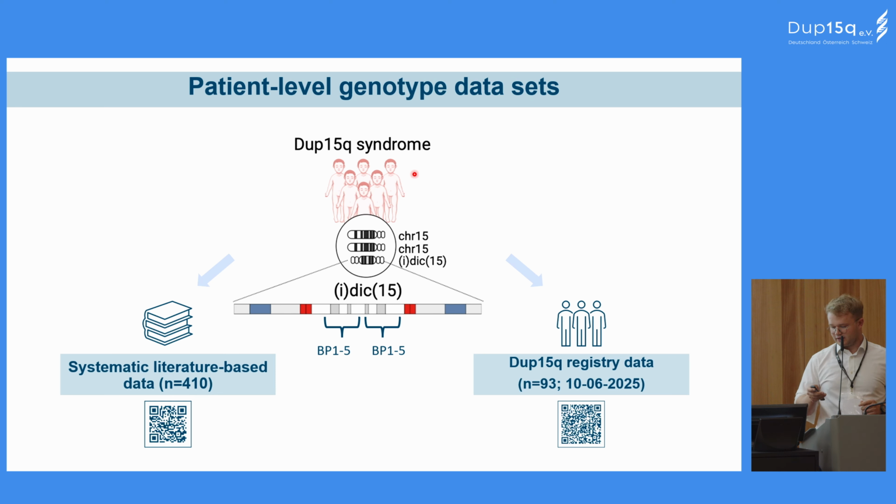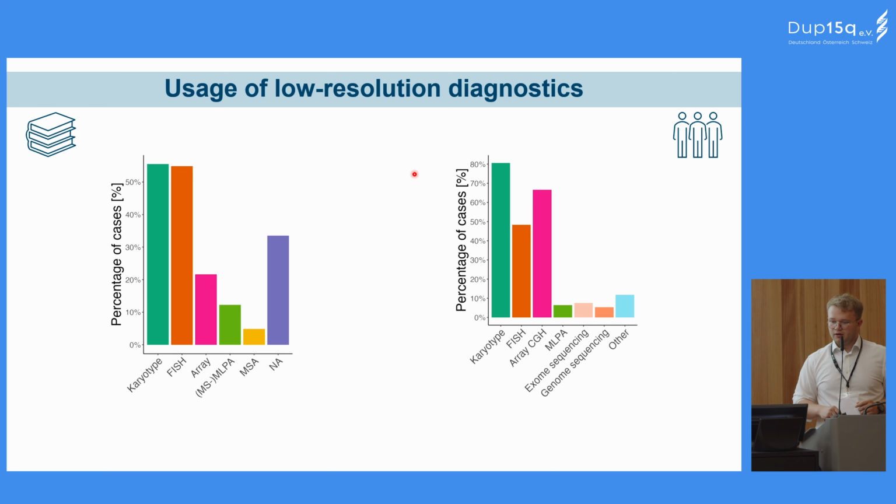currently 93 cases. In these bar plots, you probably recognize part of this figure. You can see the percentage of cases who received different diagnostic technologies. Here on the left side, you can see the data from the literature-derived cohort. Here on the right side, you can see the data from our registry.